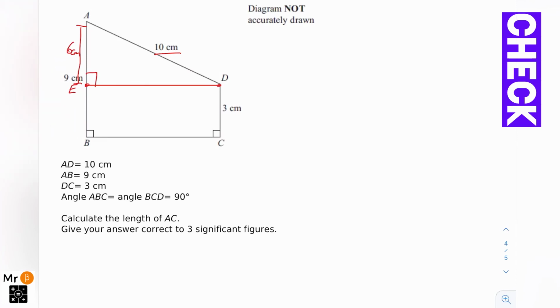So this time we've been given what A is, we don't know what B is, and we've been given what C is. So again we fill in our formula like before. We've got 6 squared plus B squared is equal to 10 squared. Again we can square our numbers, and this time we need to work out what B squared is.